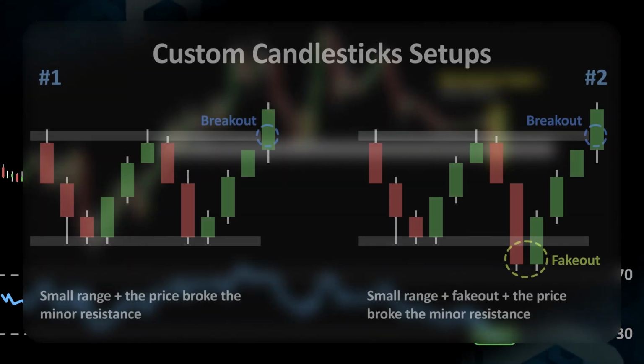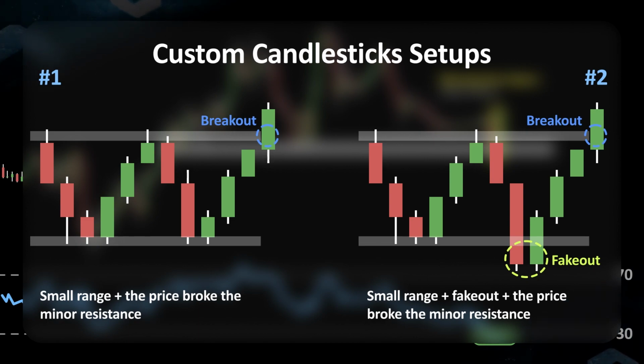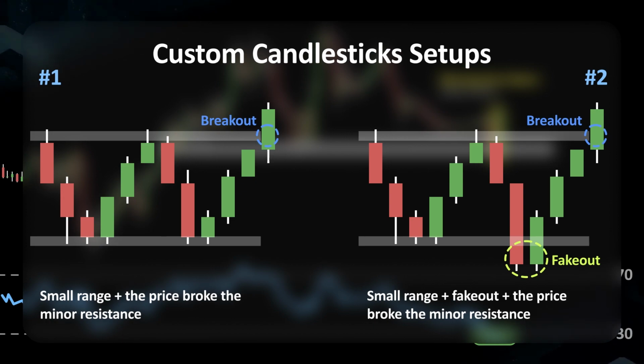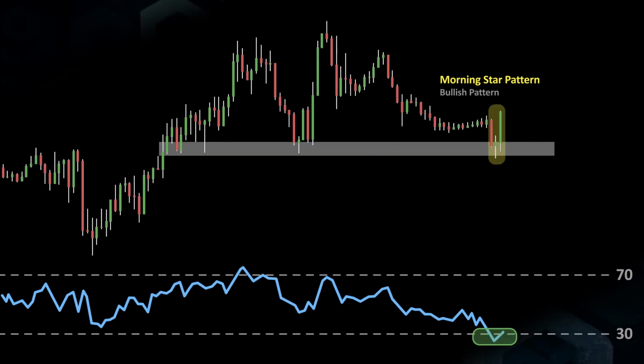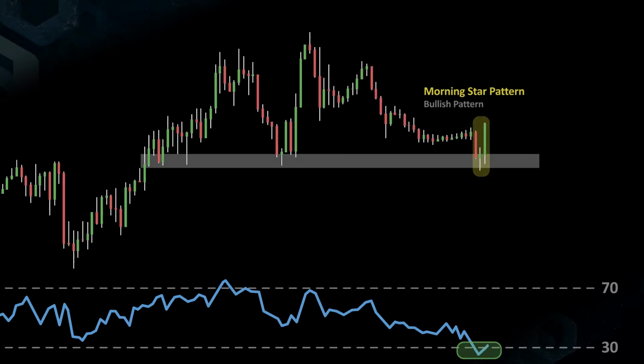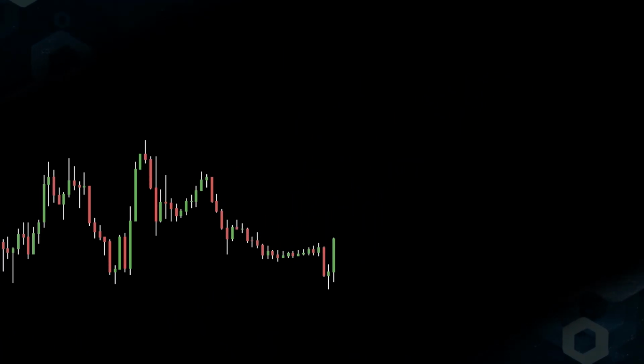In addition to the classic candlestick patterns, the price can create custom setups like the ones on the screen. An example would be when the price forms a small range and successfully breaks the resistance of that range. Another example could be when the price forms another small range, creates a fake out to the downside of the range, and then manages to break the range's resistance. When all these criteria align, we have a favorable long position setup. At this point, we can enter the trade by placing a buy order.